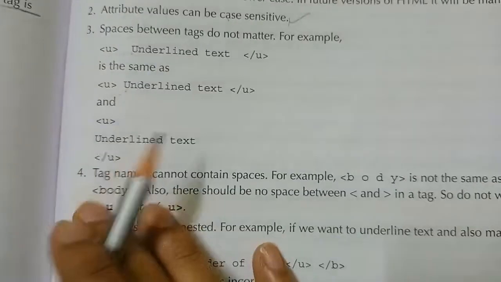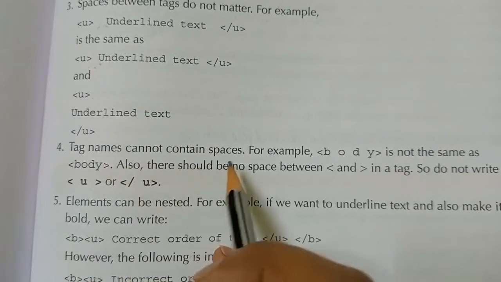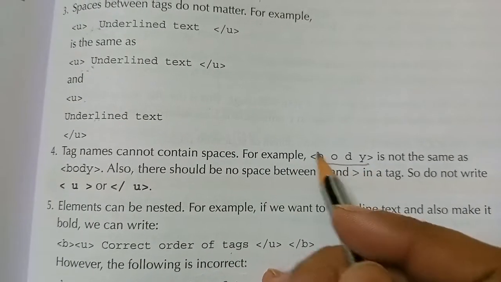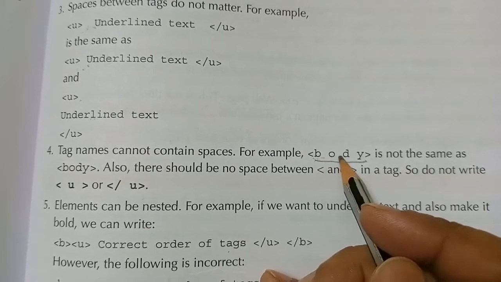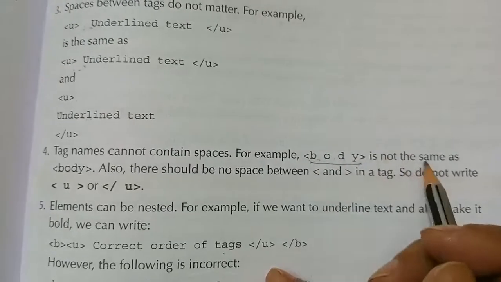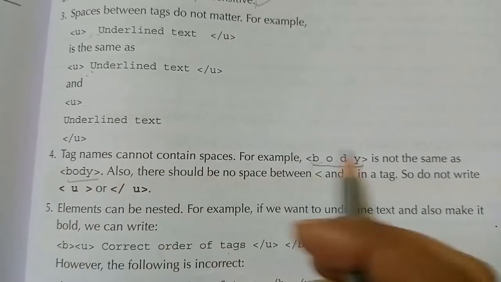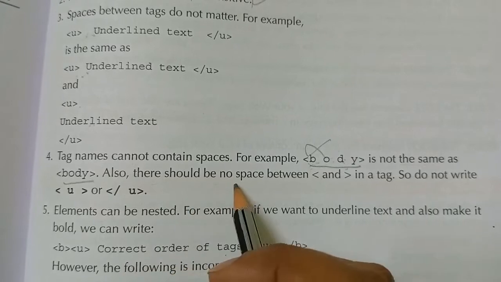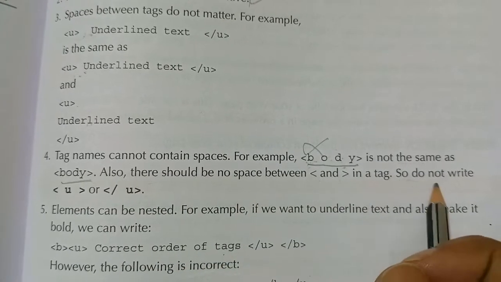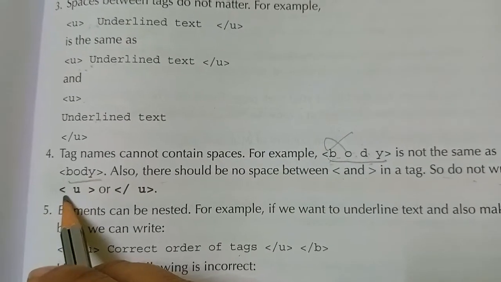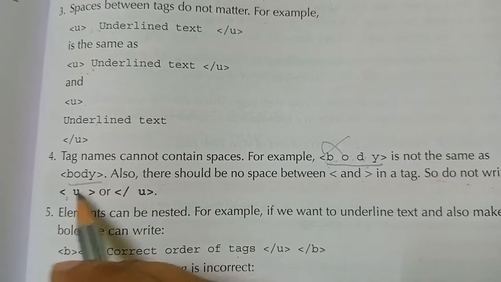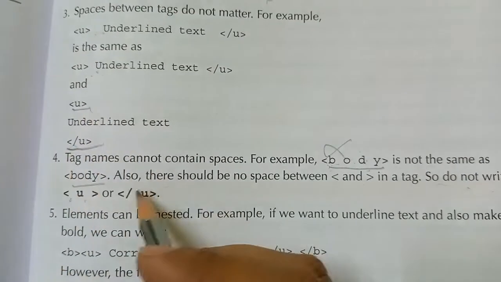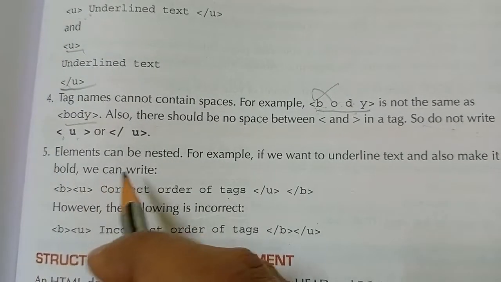Very easy. Next, number four: tag names cannot contain space. So you cannot give space inside BODY, it is not the same as body, so it is wrong. Also, there should be no space between the angle bracket and the tag name. Do not write like this. If you give space between the greater than and less than signs and the name, then it is wrong. You have to write like this, with no space.